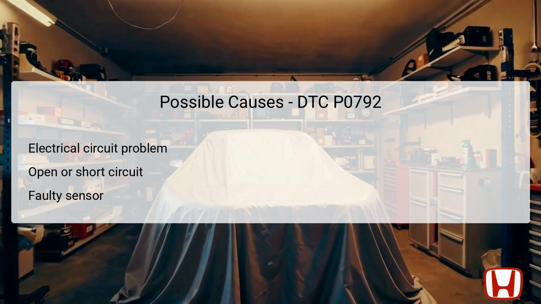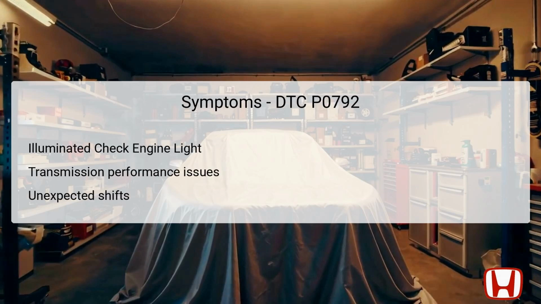It's essential to thoroughly inspect the electrical connections and the sensor to pinpoint the exact cause effectively. This systematic approach ensures that all potential faults are evaluated, facilitating a more straightforward resolution. Symptoms associated with DTC P0792 typically include an illuminated check engine light on the dashboard, indicating that the vehicle's onboard diagnostic system has detected a fault.